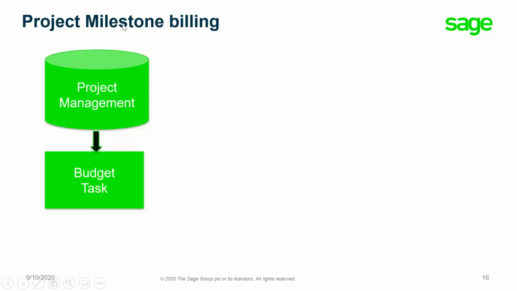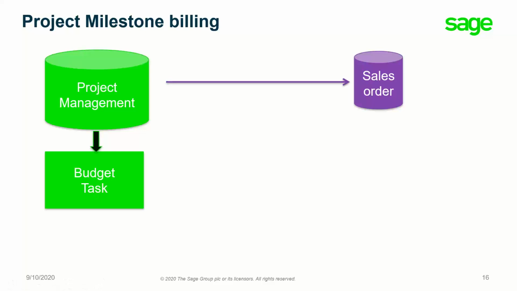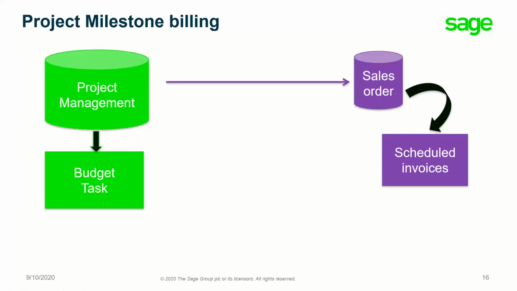And on my project, of course, I have budgets and I have tasks. I have planned budgets and tasks. Then, because from this project I want to invoice my customers, I have the possibility to create a sales order for my project in the system. Based on my presettings, the system knows that I want scheduled invoices for the sales order, so the system generates scheduled invoices automatically for me.